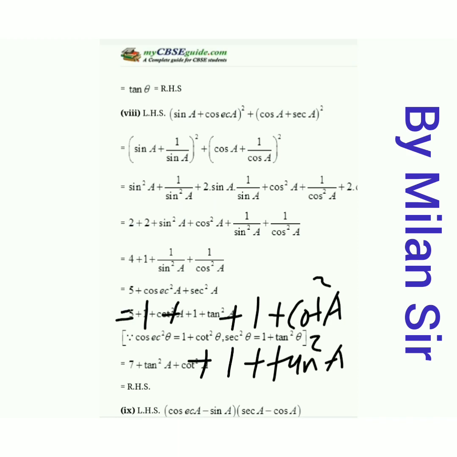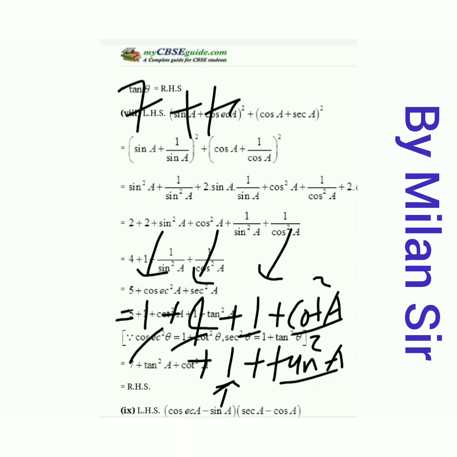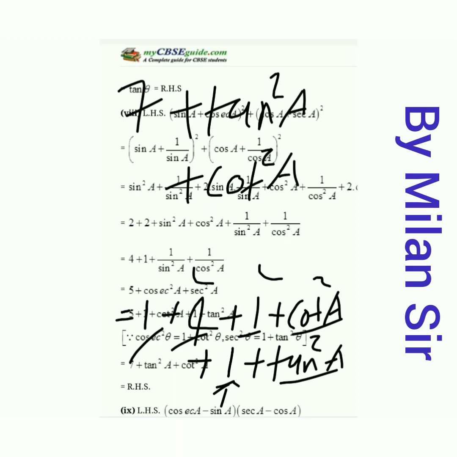So finally what we get, that is here 1 is there, here 4. So 1 plus 4 is 5, plus 1 is 6, plus 1 is 7, right? So 7, and tan square A and cot square A. So 7 plus tan square A plus cot square A. This is our right hand side, hence proved.